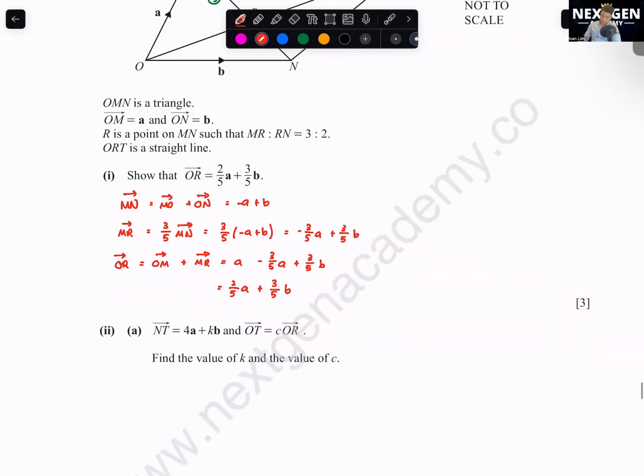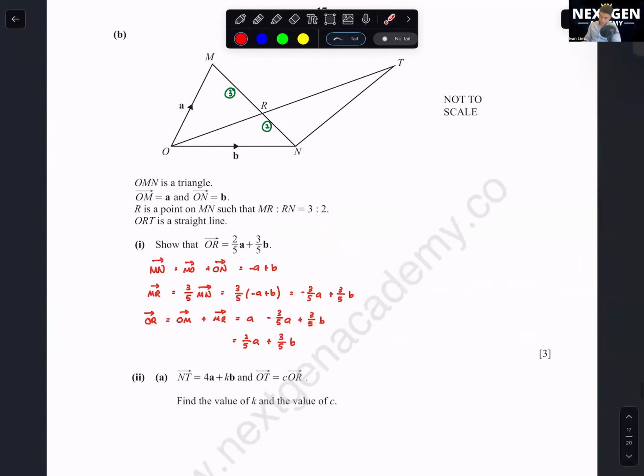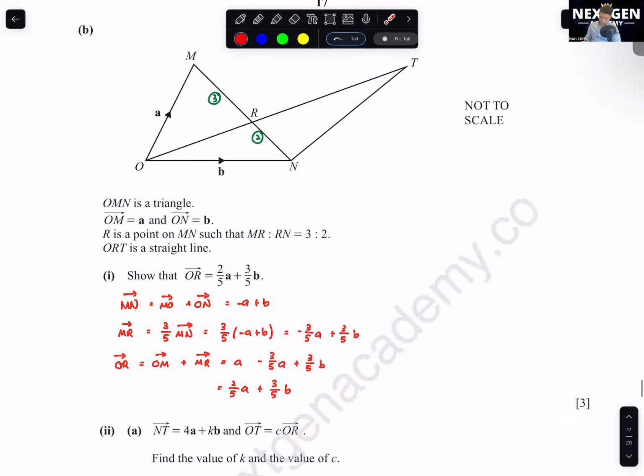Okay, question 2. Find the value of K and the value of C. They gave us NT equals 4A plus KB, OT equals COR. Okay, what can I find from here? What is NT? Okay, N to T. So how can I go from N to T? Then they give us OT. OT is here.